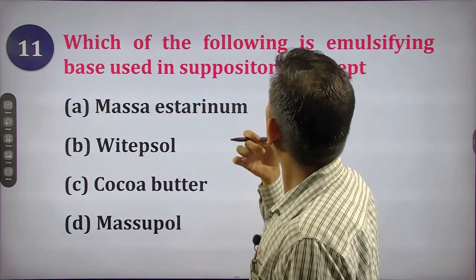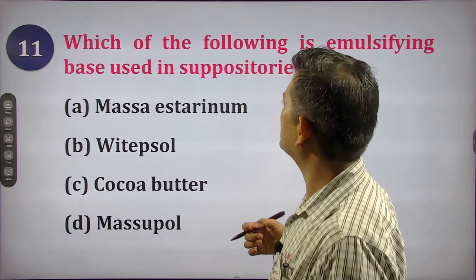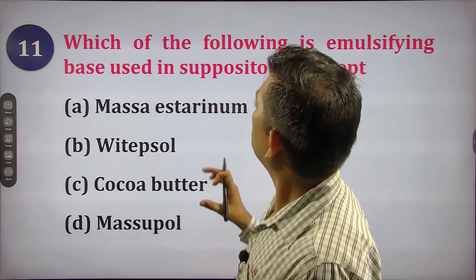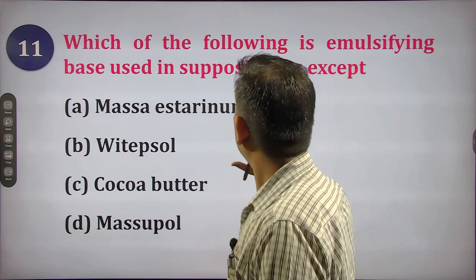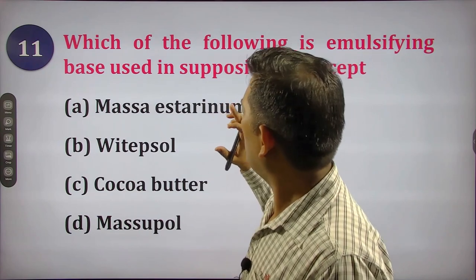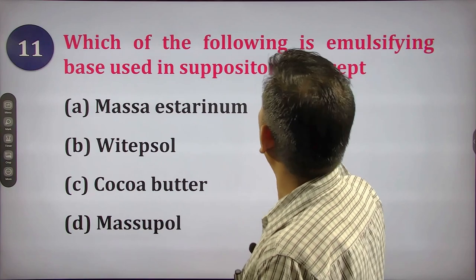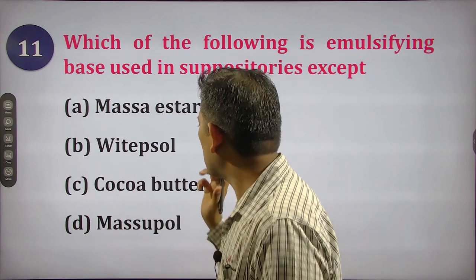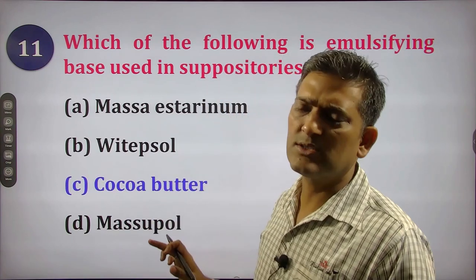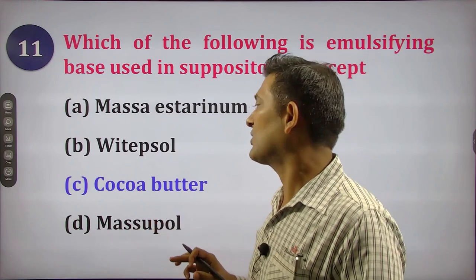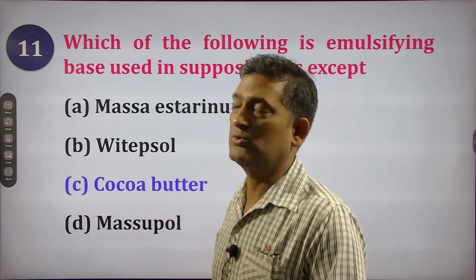Next question: which of the following is an emulsifying base used in suppositories, except? You see, there are lots of bases, like Massa Estrinum, Witepsol, Mesopol. All these are mostly bases, but cocoa butter may not be there. Yes, cocoa butter is not there. Cocoa butter is a part of ointment only, but it is not used in the case of suppositories.